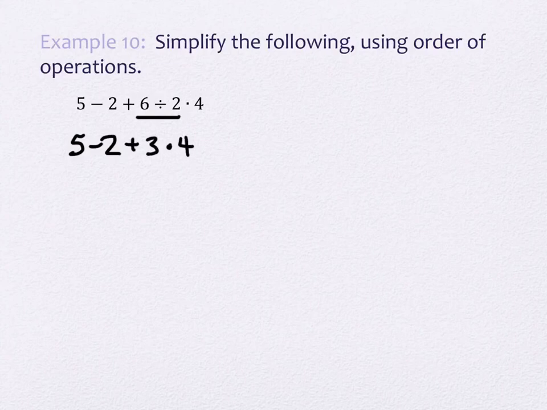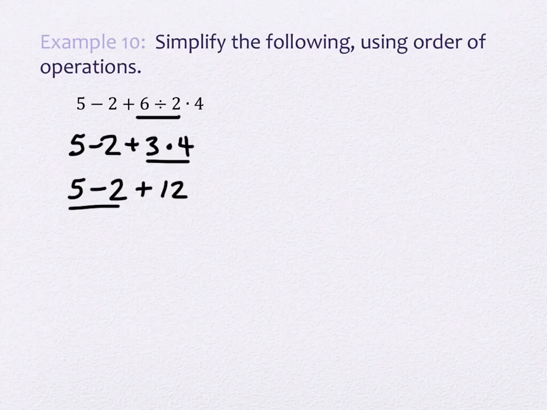What would the next thing I need to do be? Multiplication, right. So I'm going to multiply the 3 times 4. So what is 3 times 4? 12. What is the next thing that I would do in this order? It's actually subtraction. 5 minus 2 is 3. And then finally 3 plus 12 is 15.